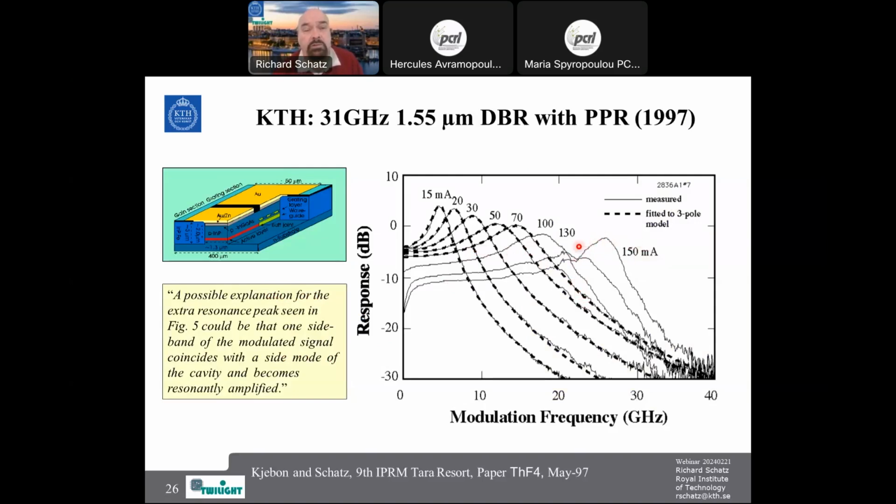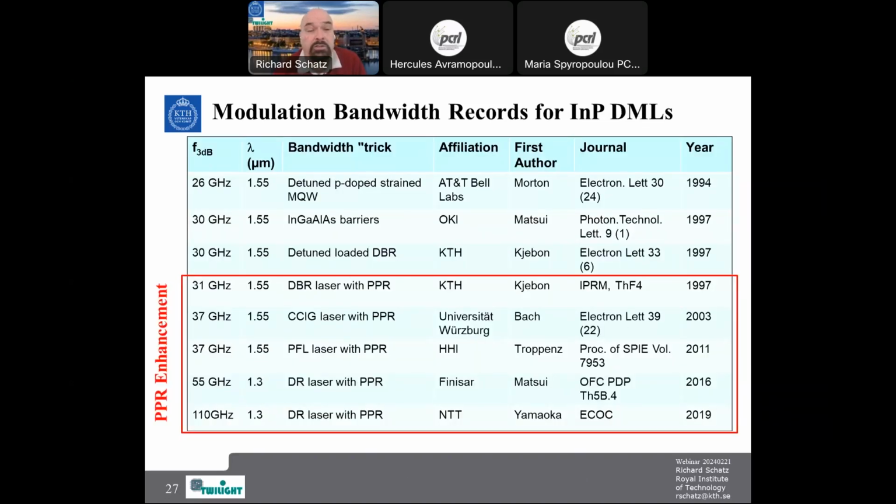And then we tried to understand what this was due to, and we wrote that a possible explanation for the extra resonance peaks seen in this figure could be that one sideband of a modulated signal coincides with the side mode of a cavity and becomes resonantly amplified. And after that, in fact, all world records when it comes to the bandwidth of DMLs have been due to this photon-photon resonance enhancement.